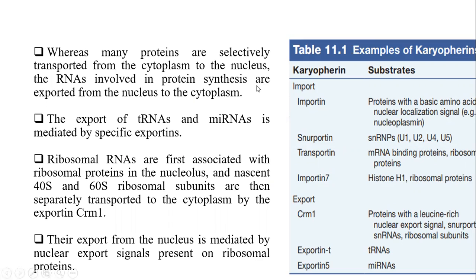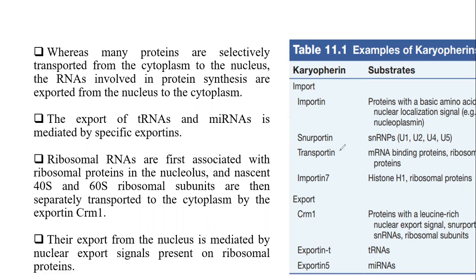इसका मतलब क्या? Nucleus से हमने RNA, चाहे rRNA हो, tRNA हो, mRNA हो, everything needs to be transported to the cytoplasm. The export of tRNAs and mRNAs is mediated by specific exportins. Ribosomal RNAs are first associated with ribosomal proteins in the nucleolus, and the nascent 40S and 60S subunits are then separately transported to the cytoplasm by the exportin CRM1.